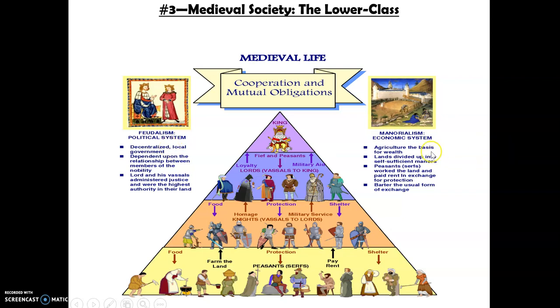All right. And the economic system was manorialism. So agriculture was the basis for the wealth. So they didn't have a lot of meat. You know what I'm saying? Yeah, agriculture, meat is a part of agriculture. So a lot of growing and farming was how life functioned. So land's divided up into self-sufficient manors.